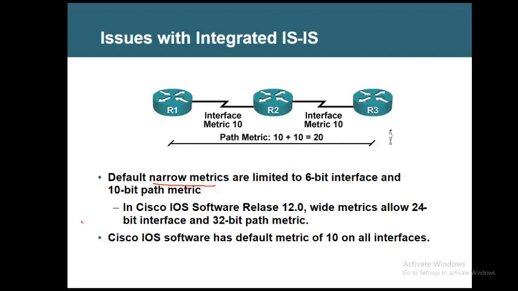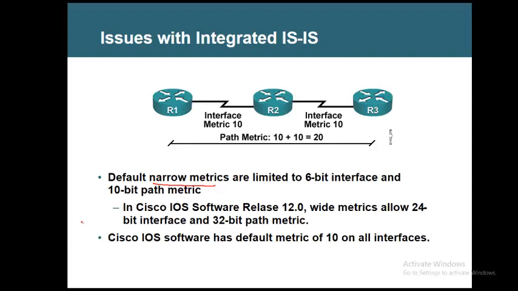Narrow metric is the limit which is set on the interface to 6 bits for calculating the metric, sorry, 6 bits for metric on the interface, and 10 bits for total metric between the source and the destination route for the path.